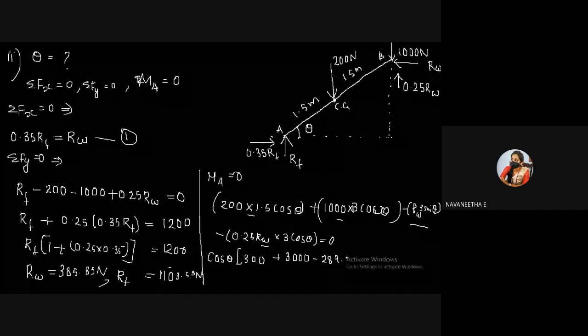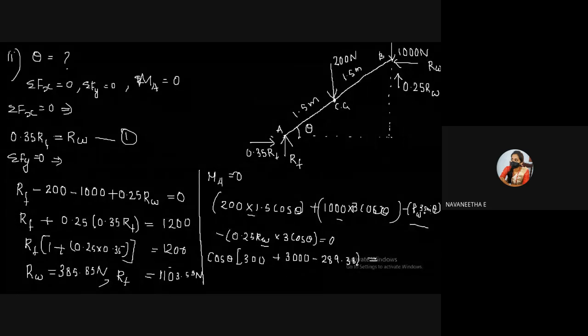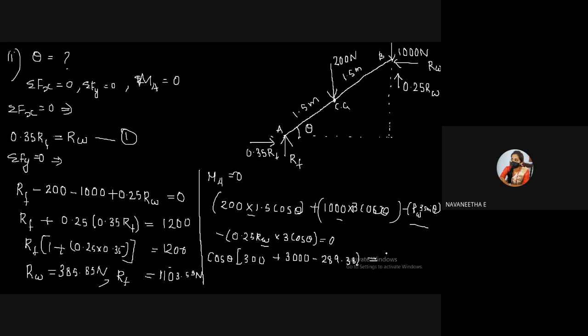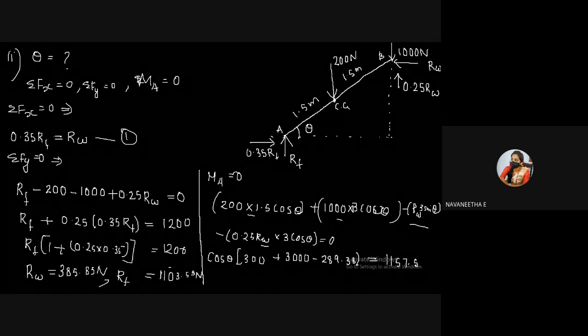289.38. So that is equal to RW 3 sine theta. RW is 385.85 into 3. 385.85 into 3, that is 1157.55 sine theta.